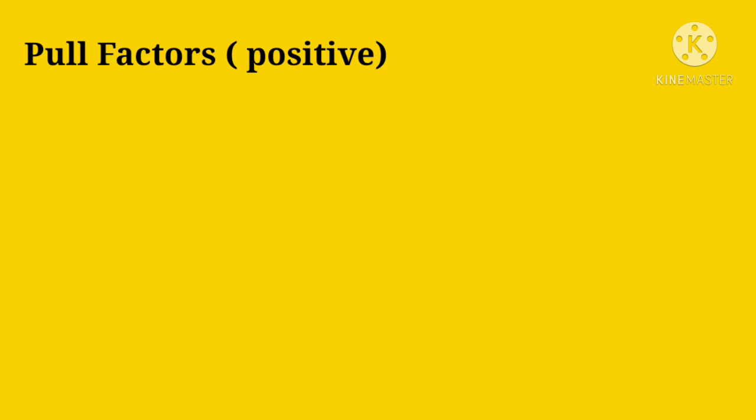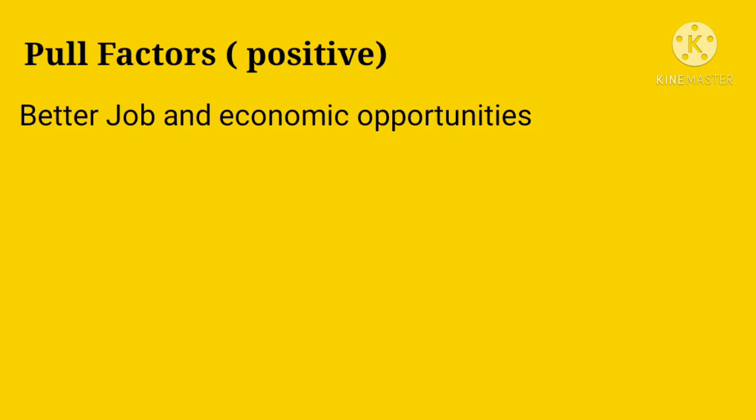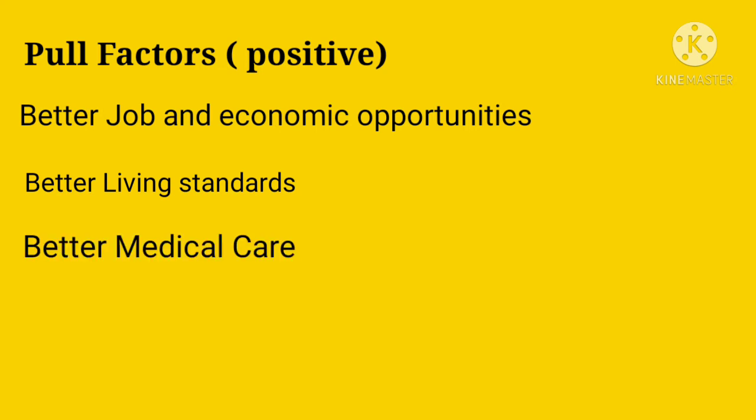Now we'll discuss the pull factors, also known as positive factors. These factors attract people to a country due to better job and economic opportunities. In order to get better job and economic opportunities in the destination country, people migrate to that particular nation, like people from India migrating to USA to get a better job. The next pull factor is better living standard. To attain a better living standard, people migrate to developed countries, like people migrating from India, or from Bangladesh, to have a better standard of life in more developed countries.